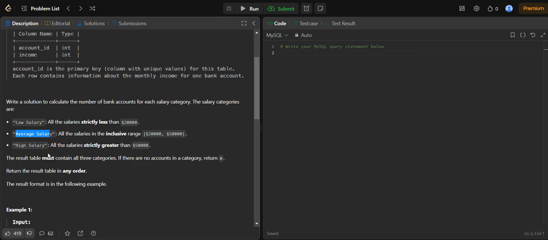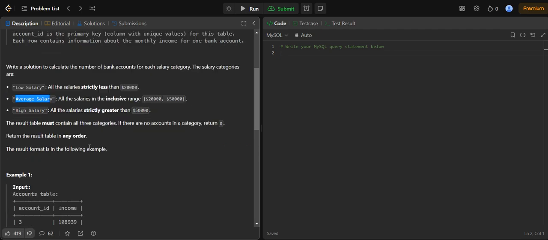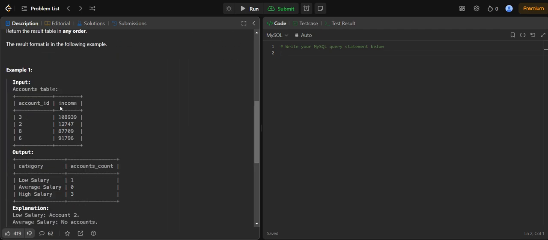Okay. So how do I solve this problem? Let us understand this problem more by solving the example. So in this example, there are four accounts having different incomes. You can see from the example, account ID 3 has more than 50,000, 8 also has more than 50,000 income, and 6 also has more than 50,000. So high salary accounts are 3, and this 12,000 is less than 20,000. So this is a low salary account. So low salary account count is 1, and high salary account count is 3. And there is no average salary, there is no salary in the 20,000 to 50,000 range. So average salary count is 0.